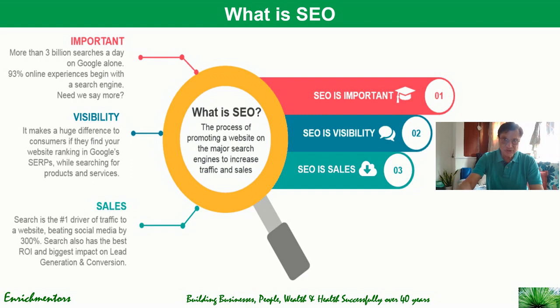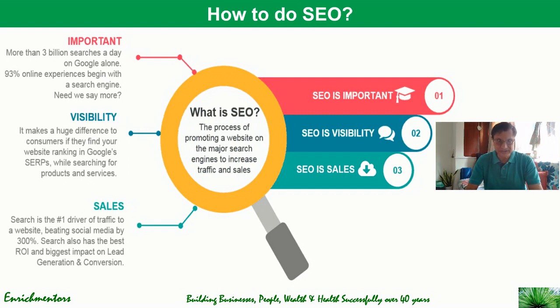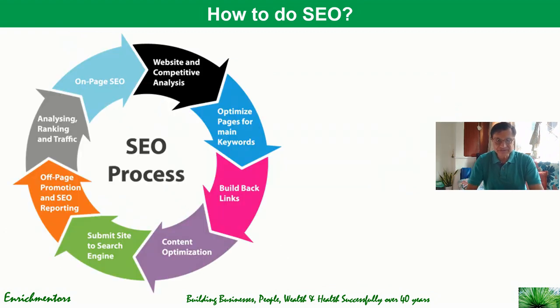So the question is, how can you do search engine optimization? As you see in the process here, it begins with a website and comparative analysis. You analyze your website, you analyze your competition versus the results that you want to get. So if your goal is to feature in the top 10 on the first page of the ranking, you look at where your ranking is and why it is that way. And then you optimize your page for main keywords, and the main driver of your search engine ranking is the keywords that you use versus the keywords that people are looking for.